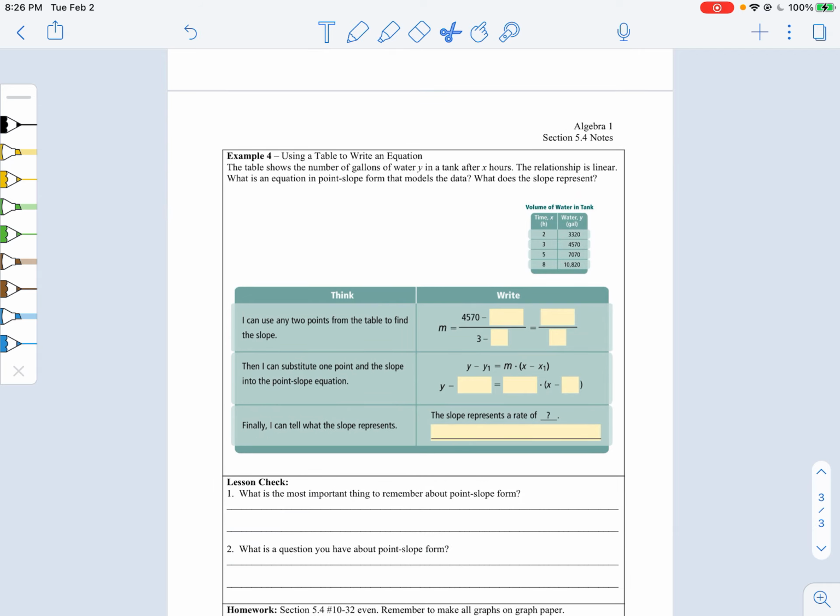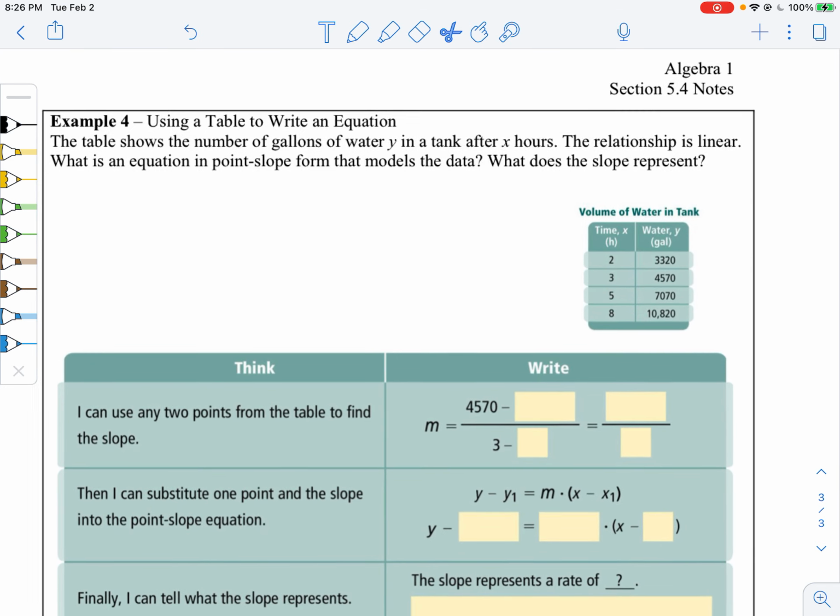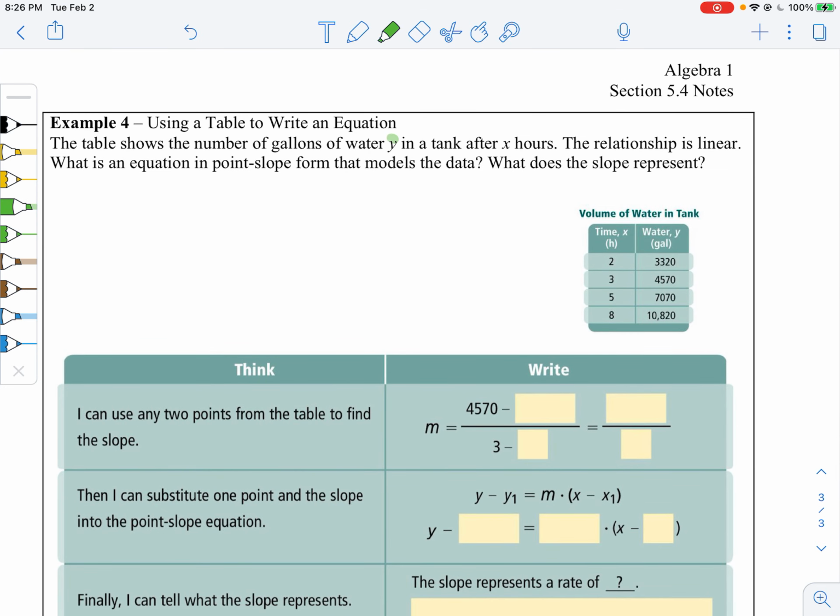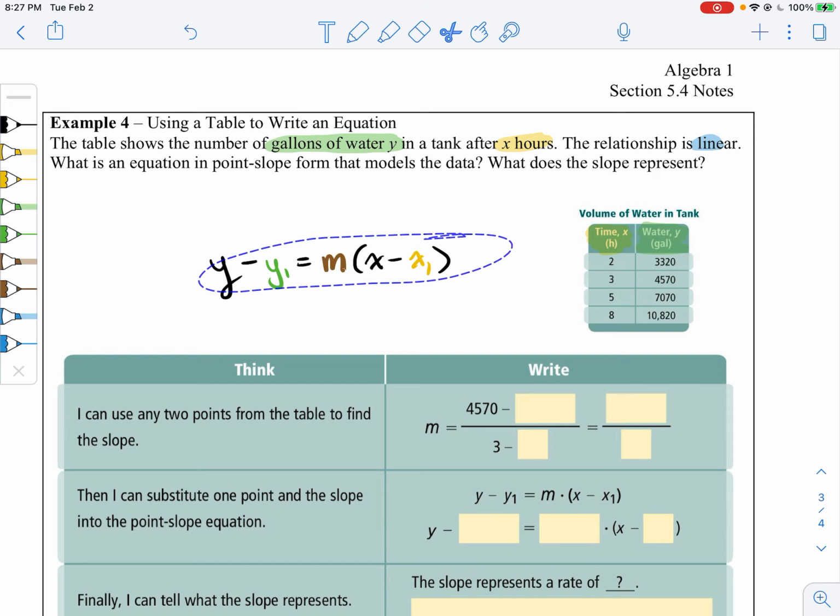Let's use a table. Let's say you've gathered some information. So you've got some water in a tank, and the gallons of water in your tank depends on how much time has passed in hours. They tell us that the relationship is linear, so that's nice. We've got a nice liney guy going on. What's an equation in point-slope form to model the data? And what does the slope represent?